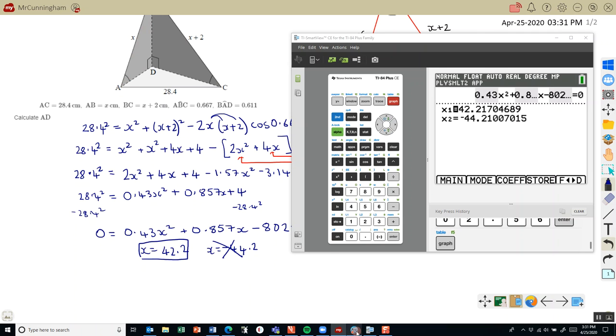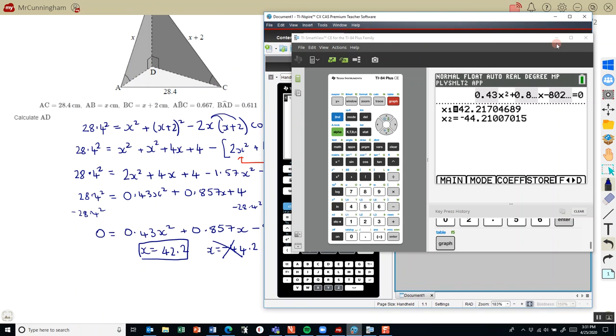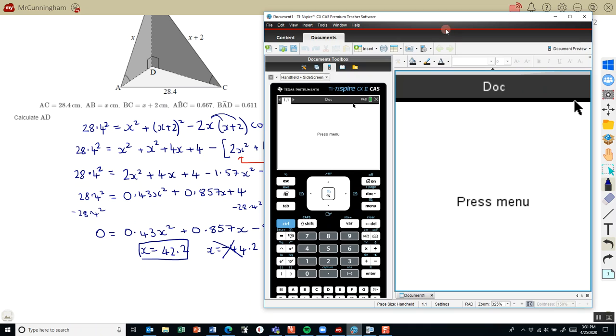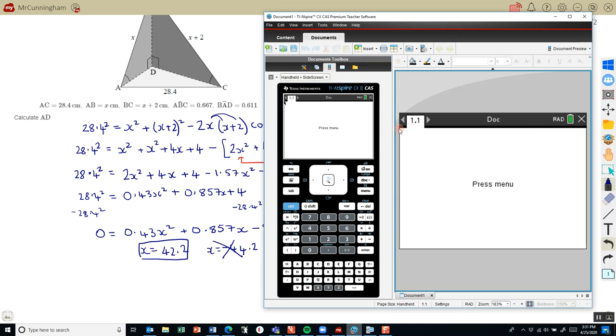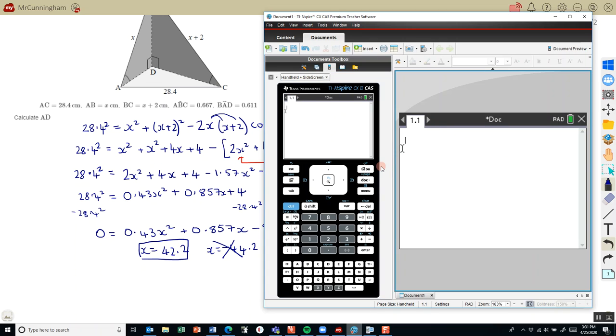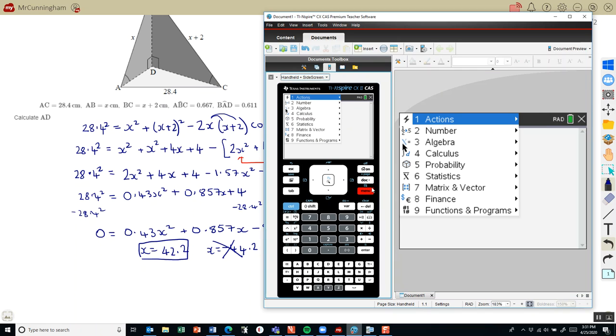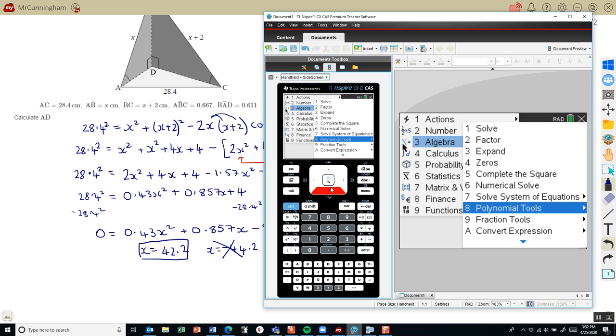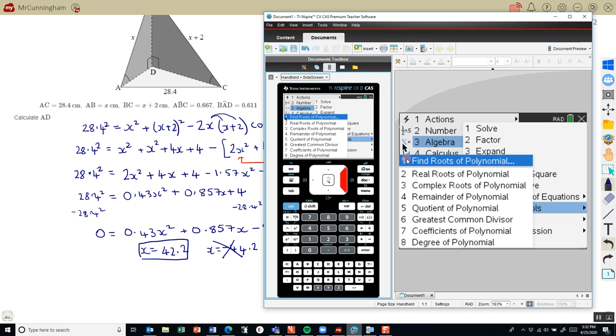Okay, now on the Inspire, you can do it as follows. So you should have this screen up. You want to go to menu, and we want to add calculator, and then we want to go to menu and go down to algebra, hit enter. We're going to go down to polynomial tools, and then the very first one, find roots of polynomial.